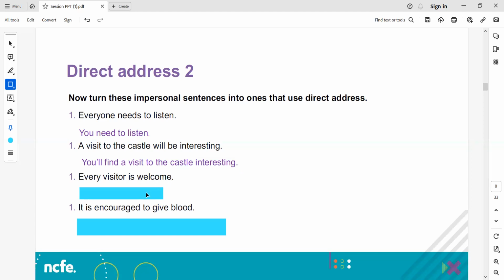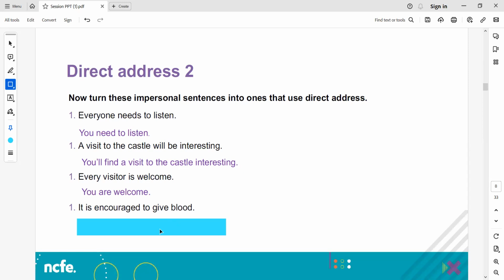So instead of every visitor, what could we change that to? So who is welcome? We want direct address. Who is welcome? You visitor are welcome. You are welcome. Good. Welcome. Get it. There we go. You are welcome. Not just everybody, but you particularly.